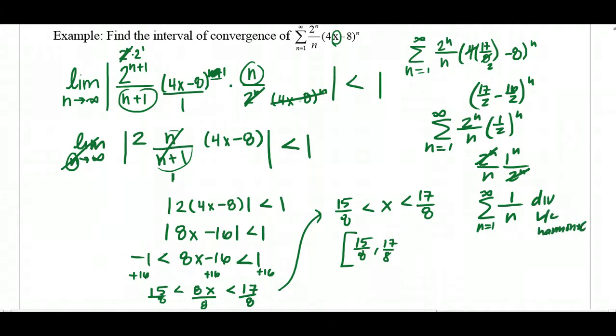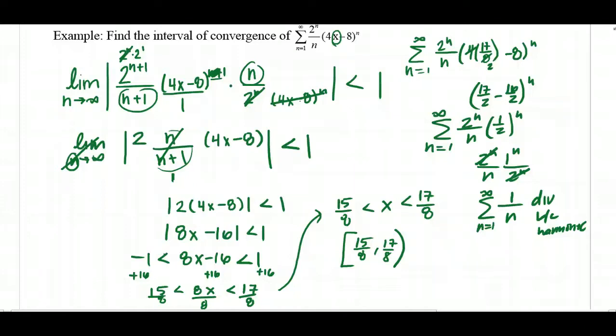So because this diverges, I would not include that endpoint on the original interval of convergence. So my interval of convergence is closed 15/8 to open 17/8. So clearly, way more work when the original power series is not geometric.